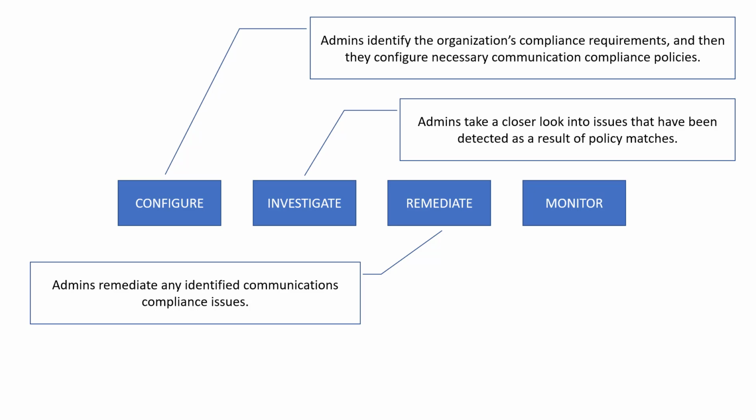During the remediate step in the workflow, admins remediate any identified communications compliance issues. For example, an admin might resolve an alert, tag a message, notify the user, or even escalate to another reviewer. The admin might need to mark some alerts as false positives. He might need to remove a message in Teams, or maybe escalate for further investigation.